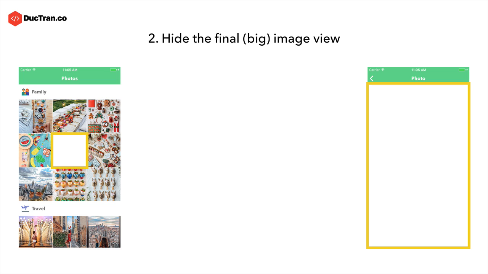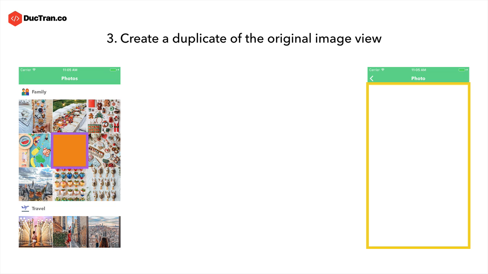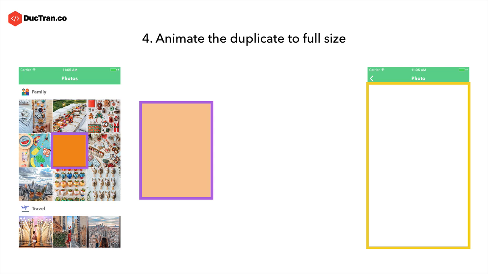Okay, and then number 2, we also hide the final image, the big image view inside our details screen. Step number 3, let's create a duplicate of the original image view. We create a duplicate of the original image view over here. It's the same thing, but we duplicate another instance, a different instance, so that in step number 4, when we animate that duplicate to be the full size, it will not affect the original image.